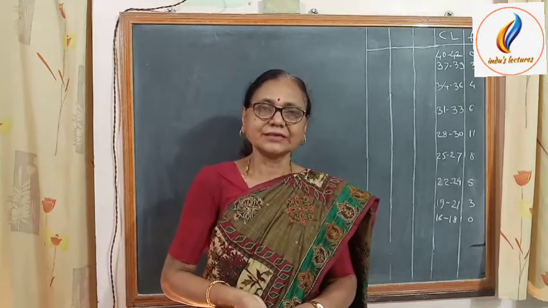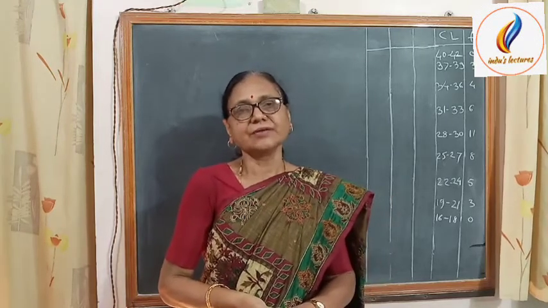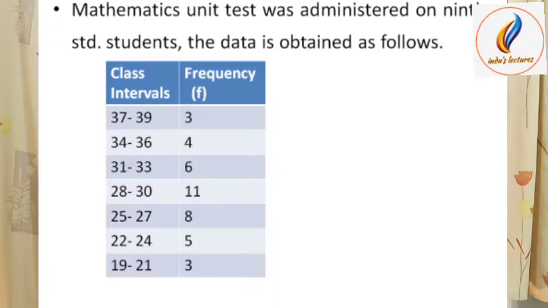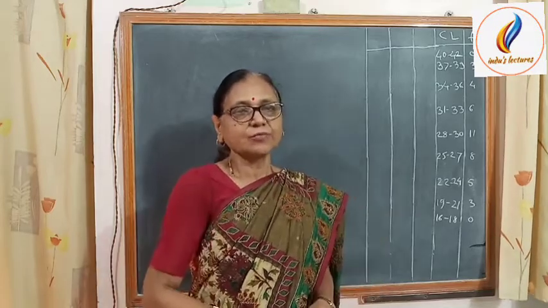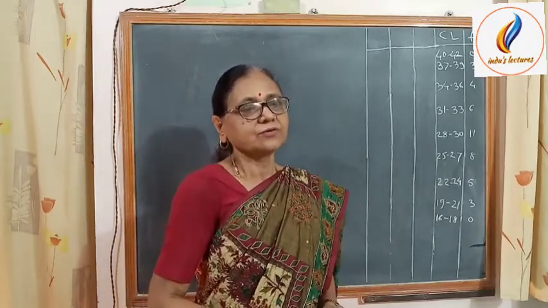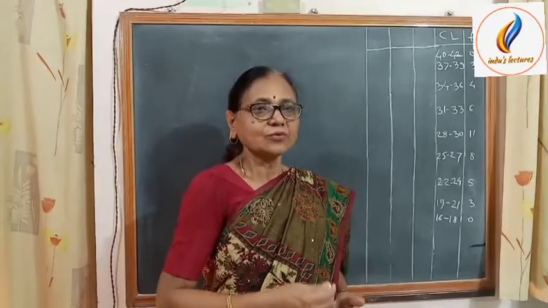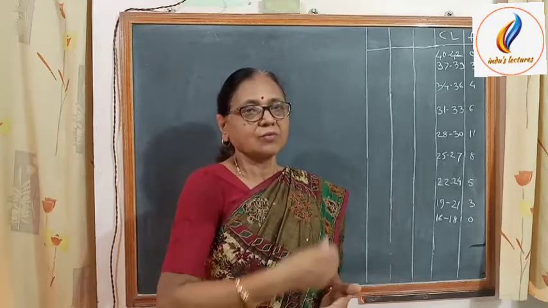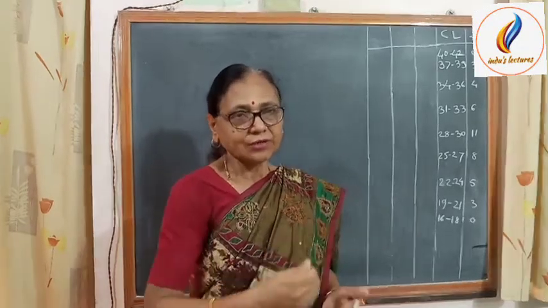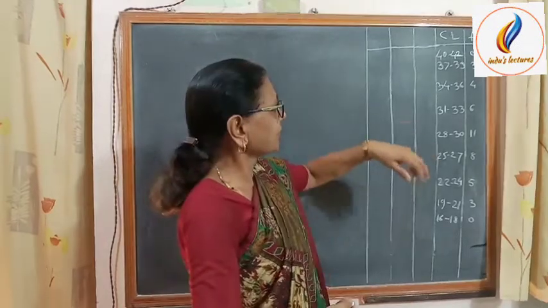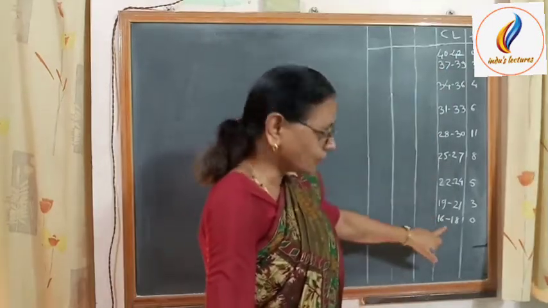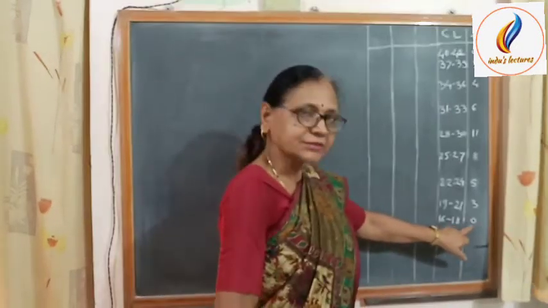Let us consider that a teacher has collected data by administering a mathematical test to 9th standard students. The class intervals and frequencies are given. Now we draw the cumulative percentage frequency graph. Firstly, add two extra class intervals having frequency 0, one above and one below the given distribution. We add an extra class interval 40 to 42 having frequency 0, and below, 16 to 18 with frequency 0.